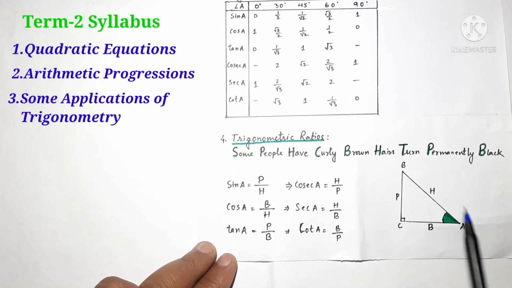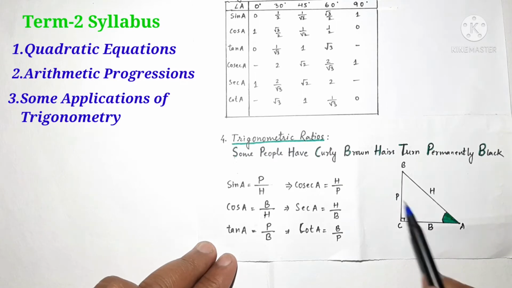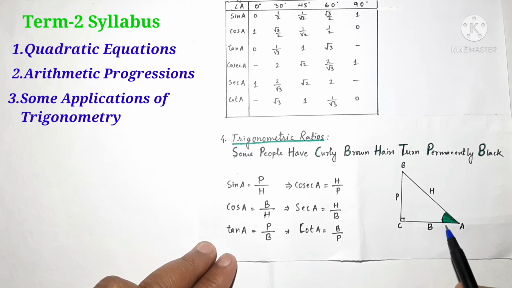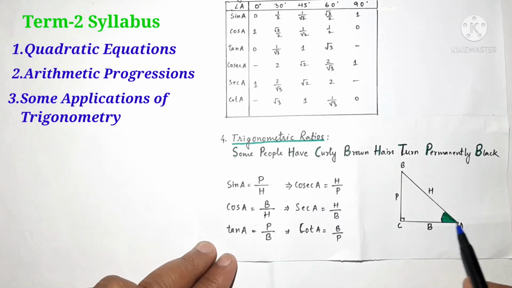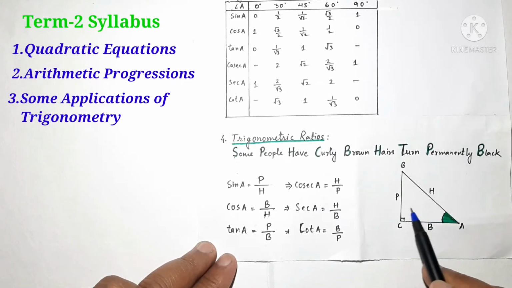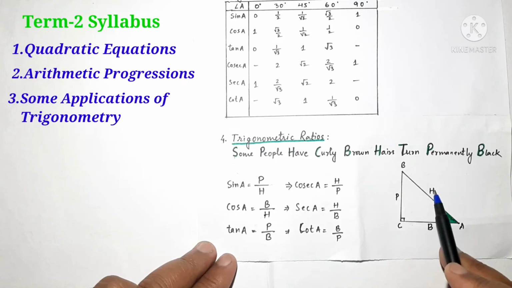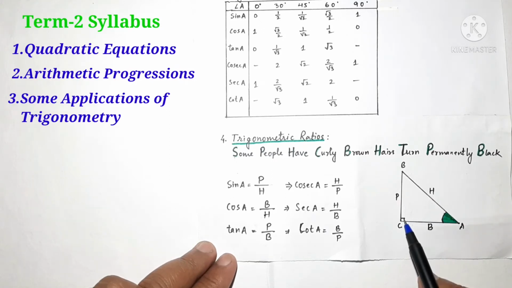And as you can see here, what is b, p and h? B, P and H are base, perpendicular and hypotenuse. When I take this angle A, the opposite of this angle A will be perpendicular. Hypotenuse is always opposite of 90 degree.